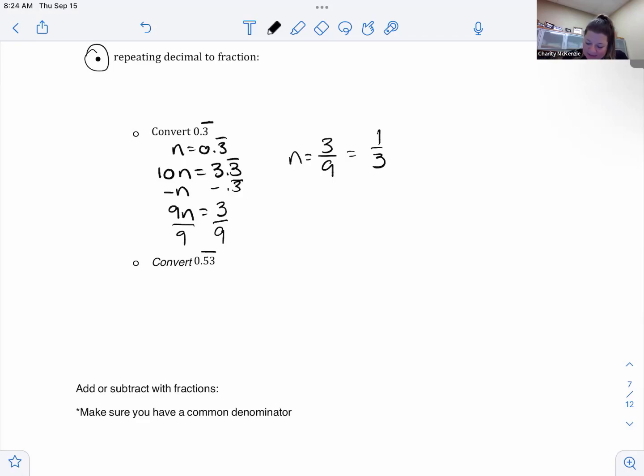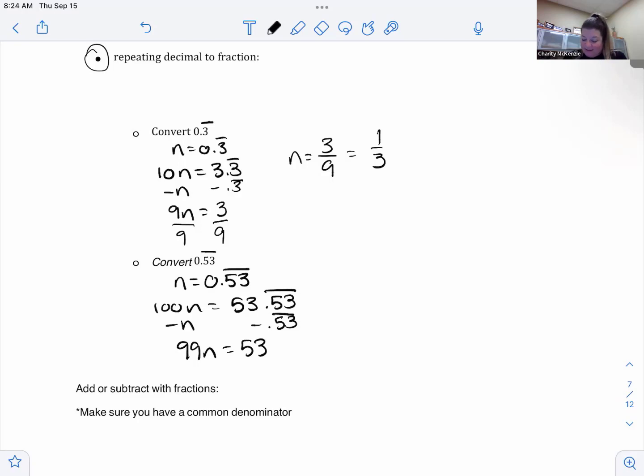So if I convert this one, I'm going to do the same thing. So let n equal 0.53 repeating. And this time I'm going to times by 100 because the repeating piece goes out 2 decimal places. So 100 times n, and 100 over here would get me this, right? Then I minus the n from both sides. And this would be 99, and this would be 53. So what's your solution? Your solution is 53 over 99. Divide both sides by 99.